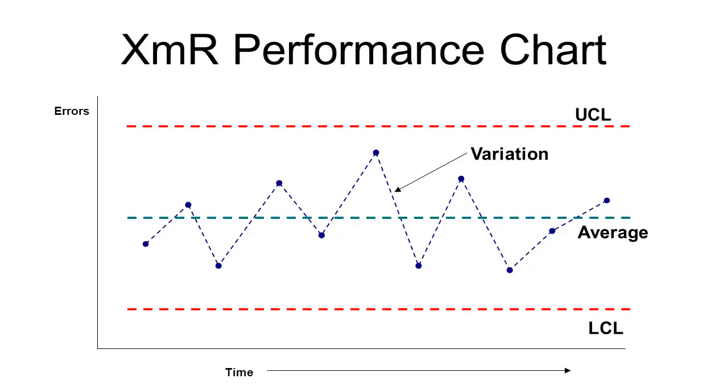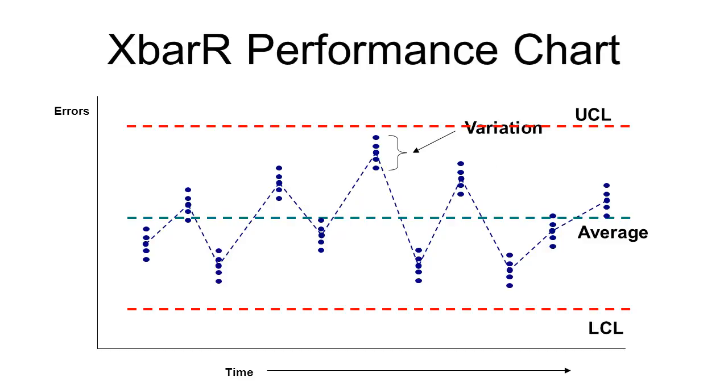So we can use individual data, like defects per day or any other measurement that we do individually. Or if we were in manufacturing, we might measure 5 samples at a time and see how they vary. And then from that, we can calculate the upper and lower control limits. So there's different types of charts for different types of data.